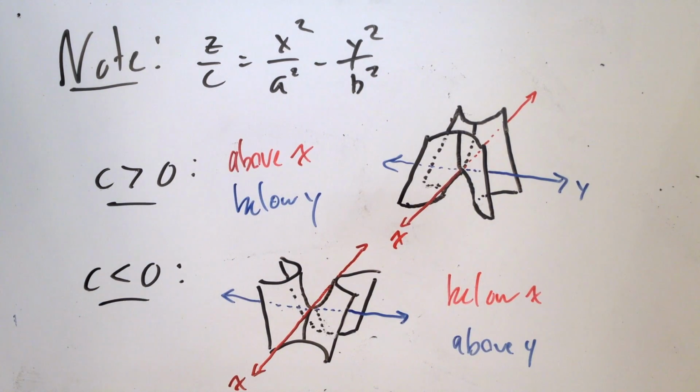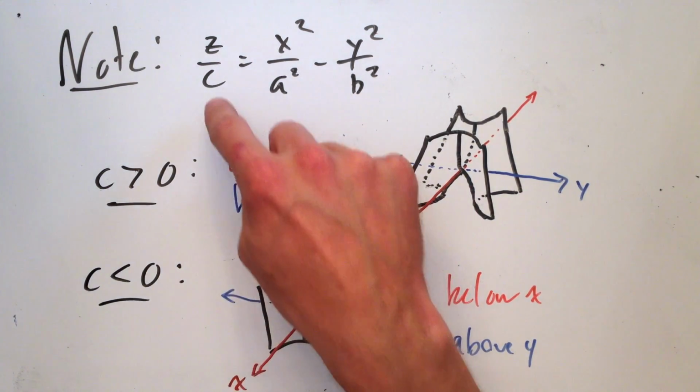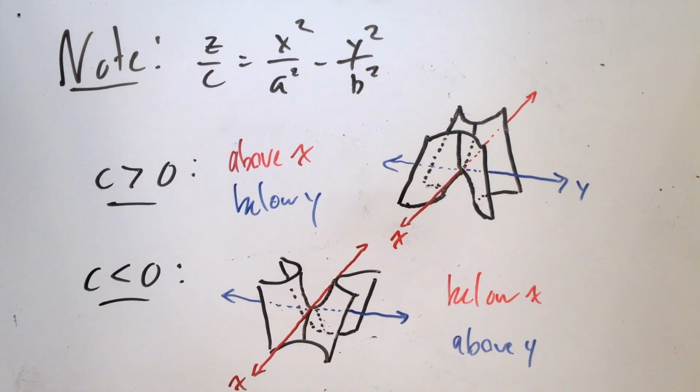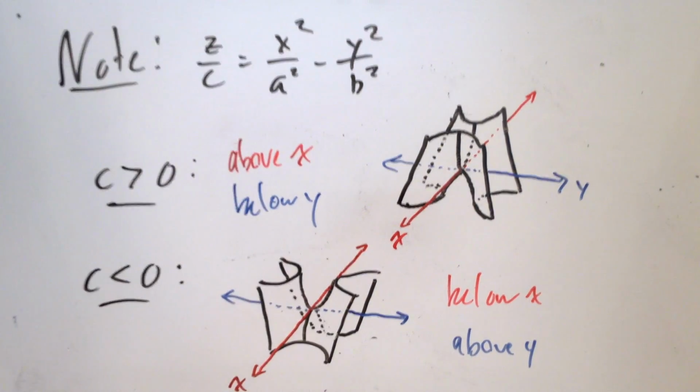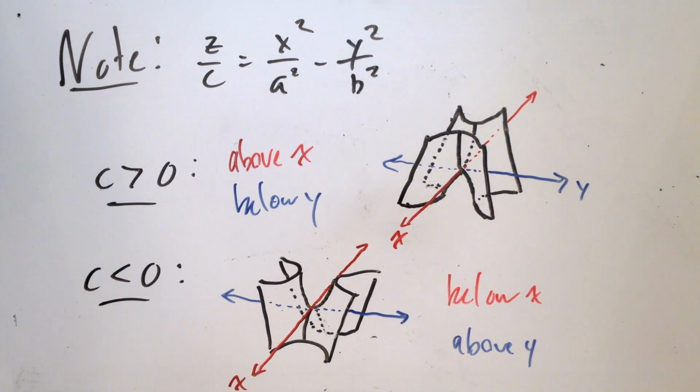Alright, just like with the elliptic paraboloid, there are really two orientations of a hyperbolic paraboloid that depend upon whether c here is positive or negative. So let me start with the case c less than 0, because that's the case we already looked at. What happens here is that the paraboloid lies below the x-axis, but above the y-axis.